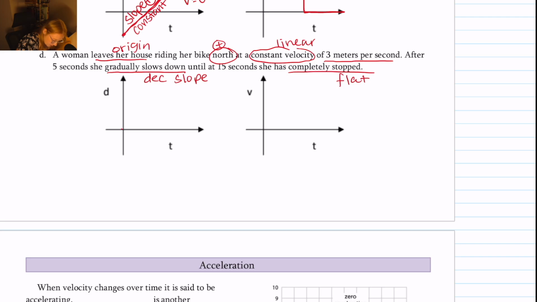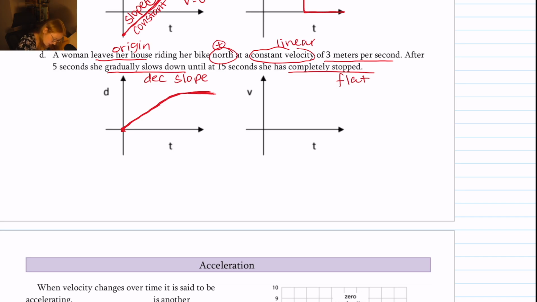Okay, so let's start at our origin. She rides her bike north, so we should do north at a constant velocity. So we should have a linear slope going north. Then at 5 seconds, she gradually slows down. So I'm going to start curving downwards, and then we reach a stop. We have that flat line. Okay, so we go straight for a little bit. Then we start curving, and then we eventually go flat. So something like that.